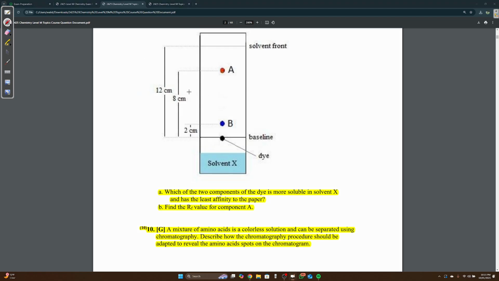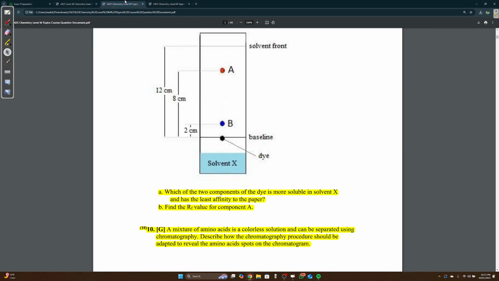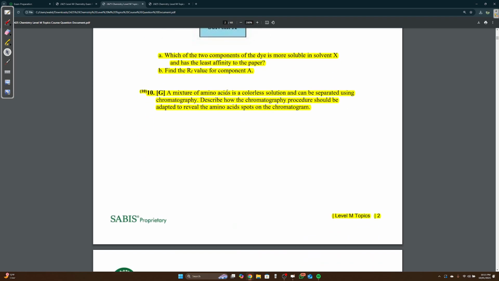RF, it's so easy to find. You find the distance traveled by it and divide it by the total distance of the paper, and you're going to get 8 over 12, which is 0.67, I think, to two significant figures. Yeah, 0.67.